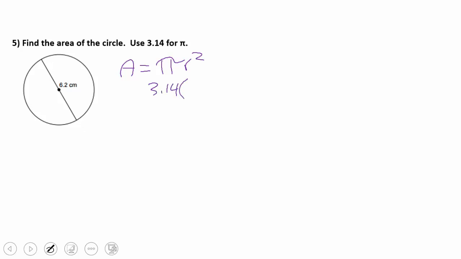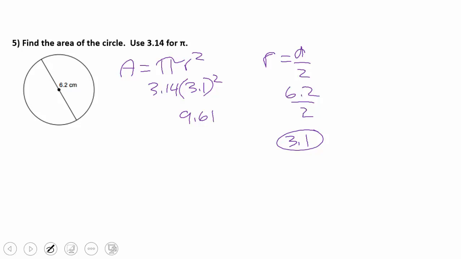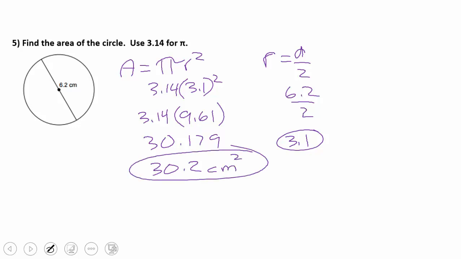The radius this time, oh, we don't know. We've got to take that diameter and divide it by 2. 6.2 divided by 2, and we get 3.1. So 3.1 squared happens to be 9.61. We're going to multiply that by 3.14, and we get 30.179, so I get 30.2, and my units are centimeters, and we're squaring that. Nice.